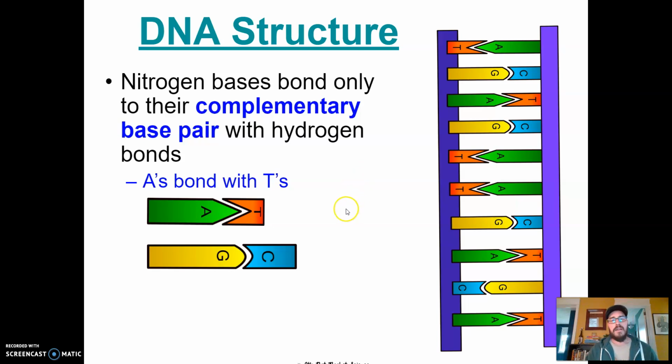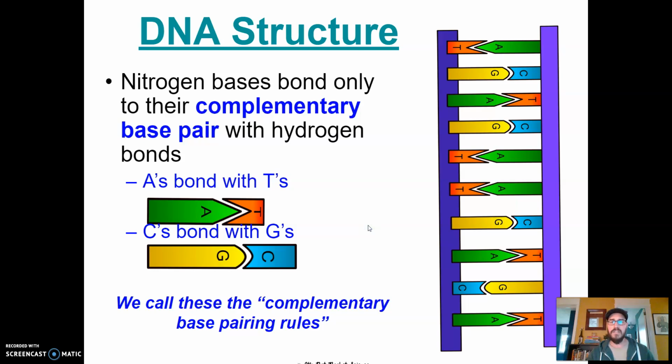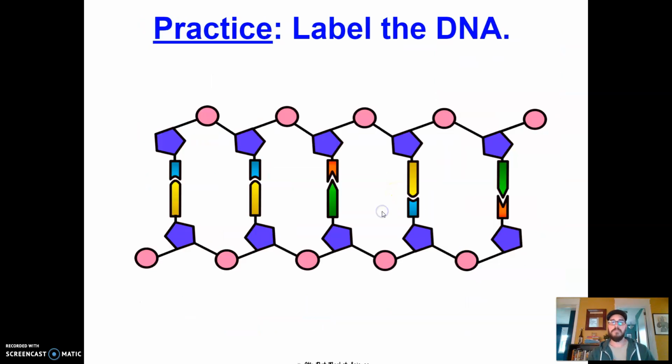So the A's always bond with the T's, okay? The C's here always bond with the G's. And we call these the complementary base pairing rules. That's the way it's always going to be. They always line up that way. And if they don't, it can cause serious, serious problems.